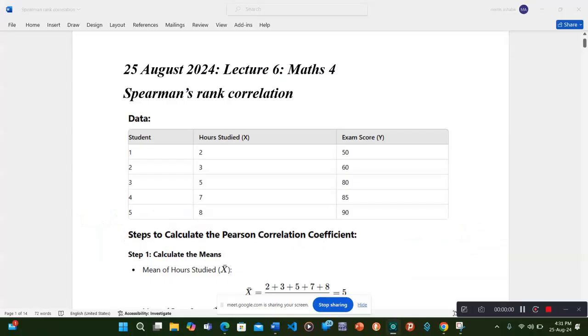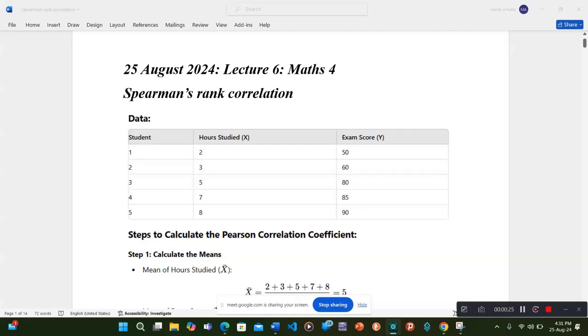We are going to take an example to try out the Spearman's rank correlation coefficient. We are analyzing data that tells us that a student studied for a number of hours and scored a particular score in a subject Y.